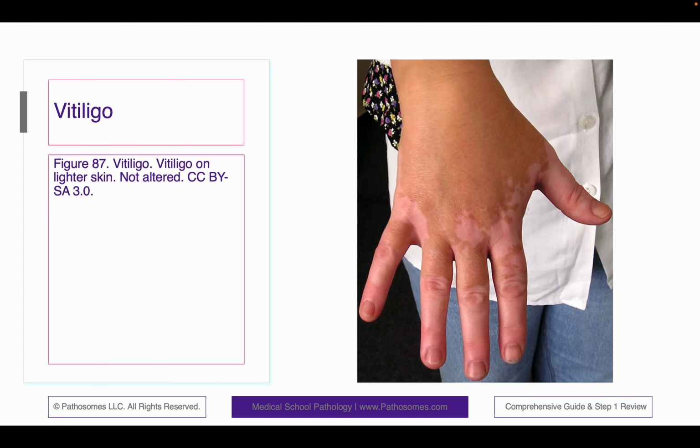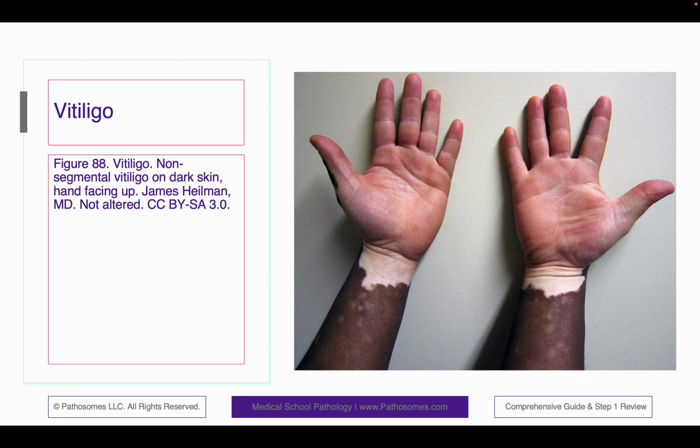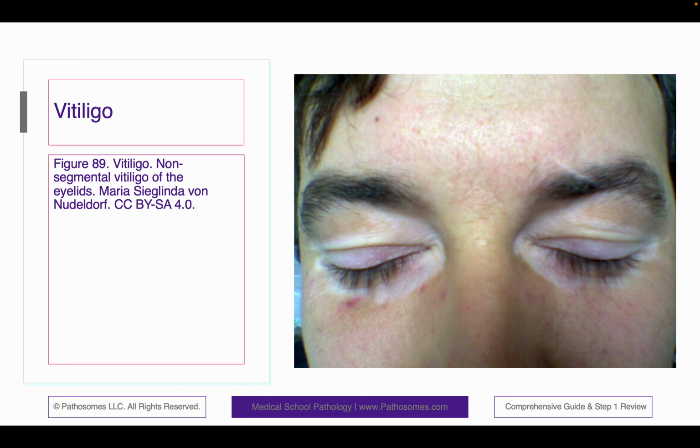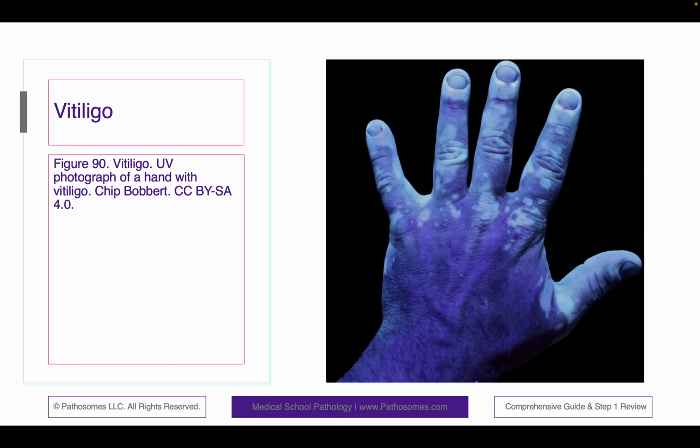And here we have vitiligo on a person with lighter complexion. And here we have vitiligo on a person with darker complexion. Should we get our wood lamp? I don't know. Here we have vitiligo on a person's eyelids. And we have our wood lamp showcasing vitiligo that we really needed the wood lamp to see.